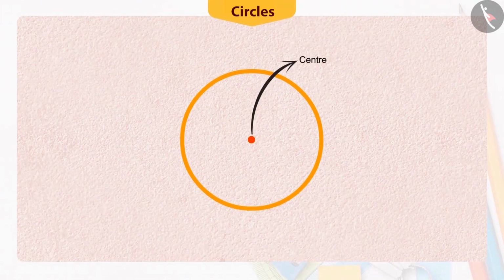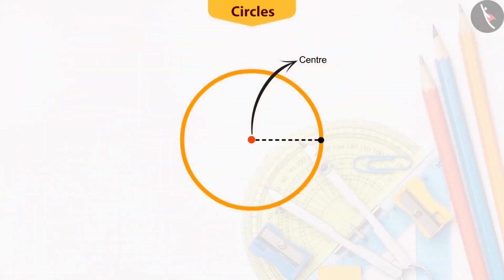The fixed point is called the center of the circle and the fixed distance is called the radius of the circle. If we increase the length of this radius to the left, then we get a line which intersects the circle at 2 points and passes through the center. Such a line in a circle is called the diameter of the circle.